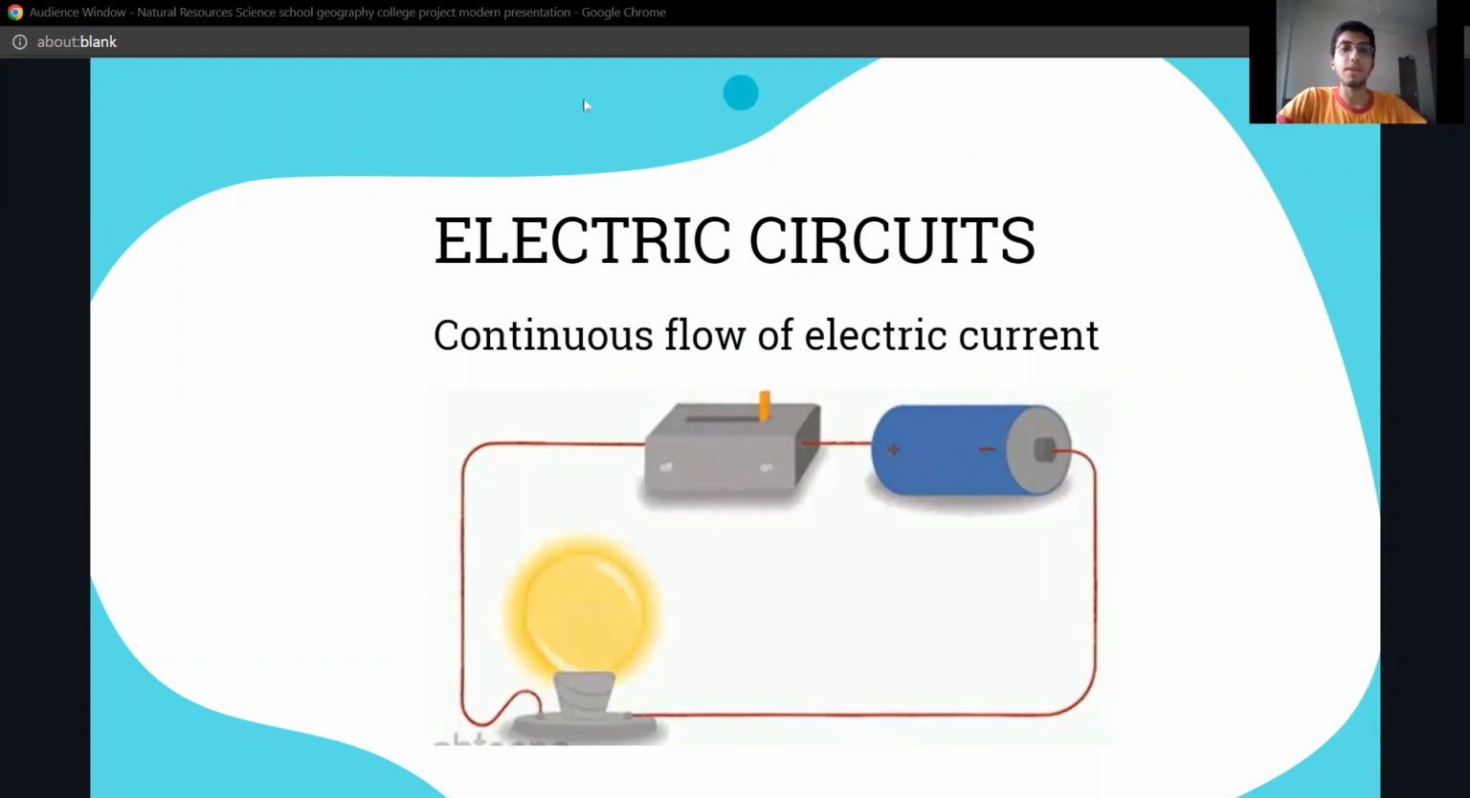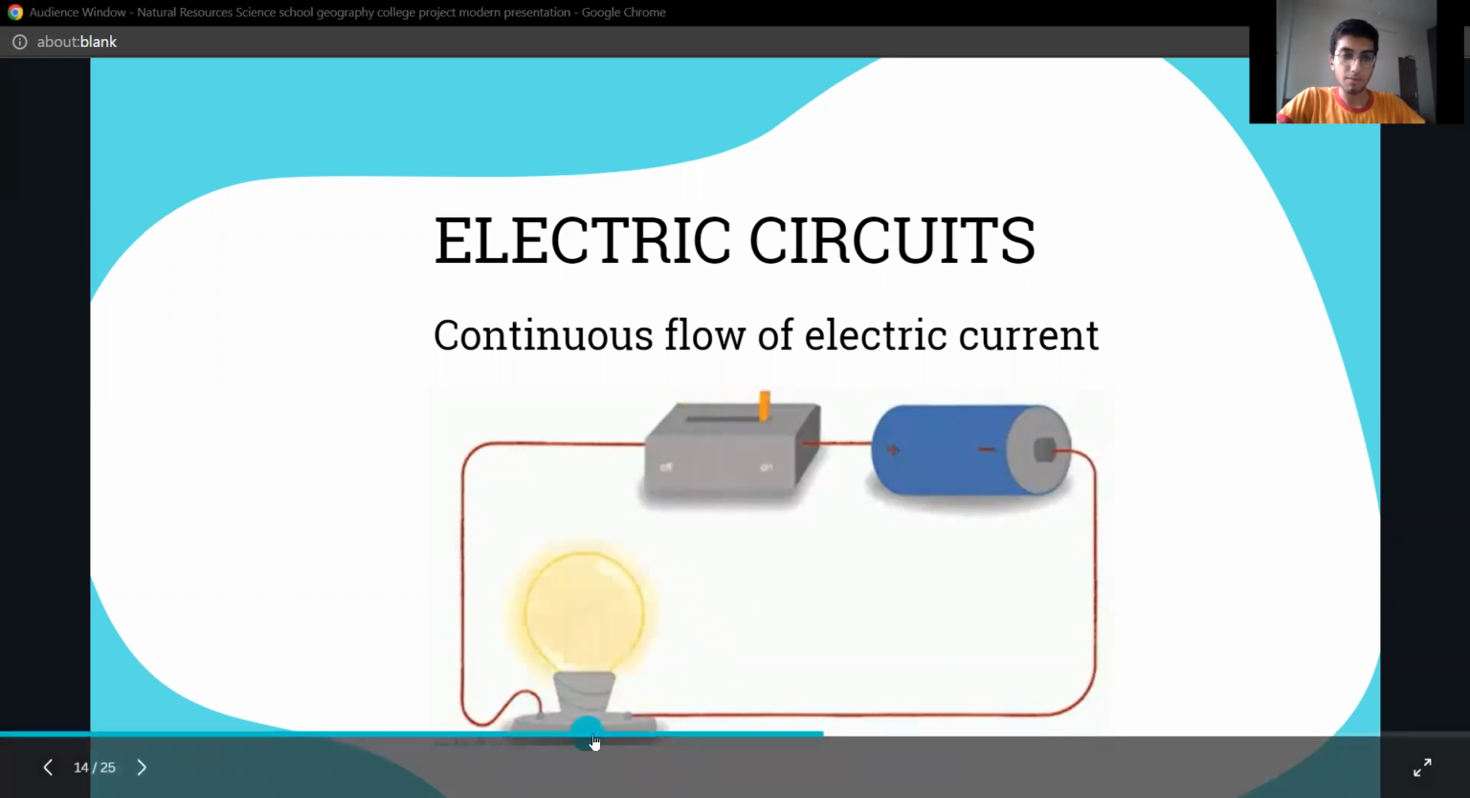Electric circuits are defined as the unbroken or continuous flow of electric current, and generally electric circuits consist of three main components. First is the switch, which controls the flow of electricity through the circuit. Second is the battery, which is the source for the circuit. And third is the bulb, which consumes electricity from the battery.